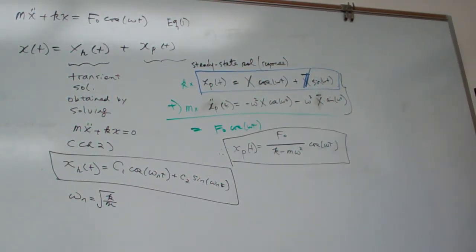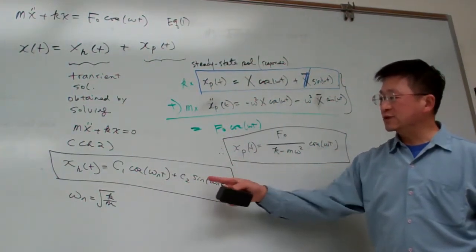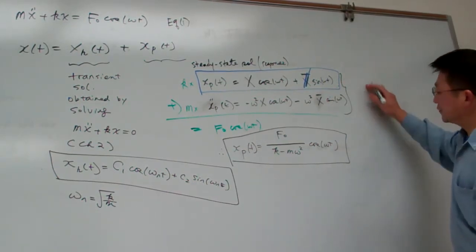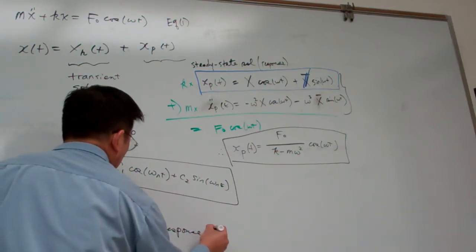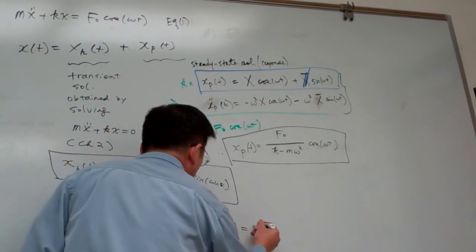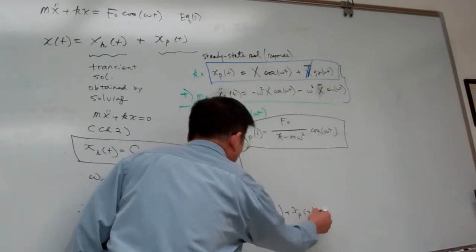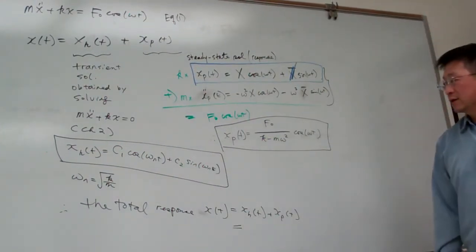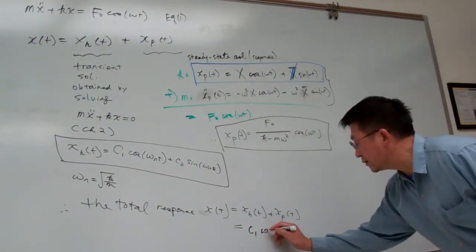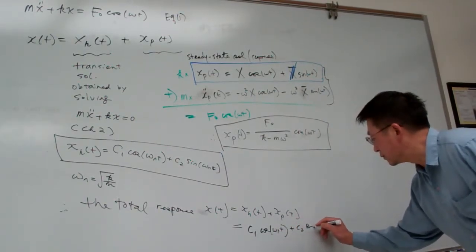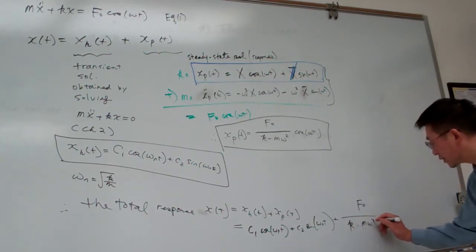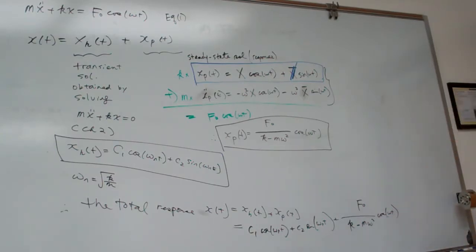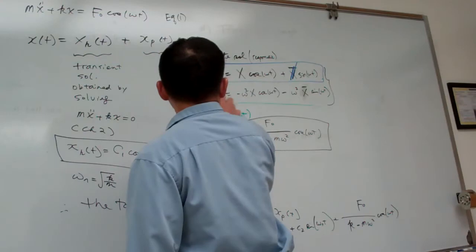Okay, so that is a form. So basically, we take both together, then that will come up with the total solution, the total response. x(t) equals xh plus xp(t). So basically that's a combination of the two terms, and let me write it up. Okay, one more time. C1 cosine omega n t plus C2 sine omega n t plus F0 over K minus M omega square times cosine omega t.